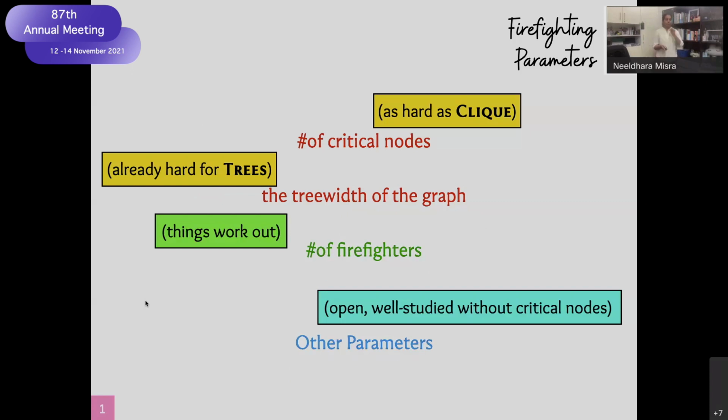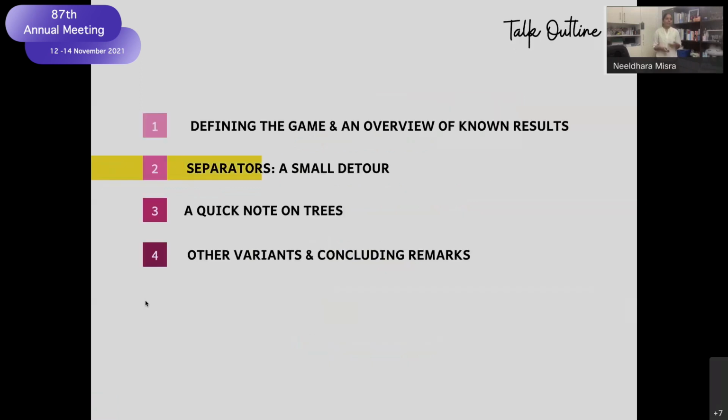I'll just say that we also have many other parameters that are studied in the normal firefighting setting, when you don't have critical nodes involved. We'll speak to this a little more towards the end of the discussion when we talk about variants and so on. I'll make this a little more explicit. But now our focus is going to be on parameterizing by the number of firefighters.